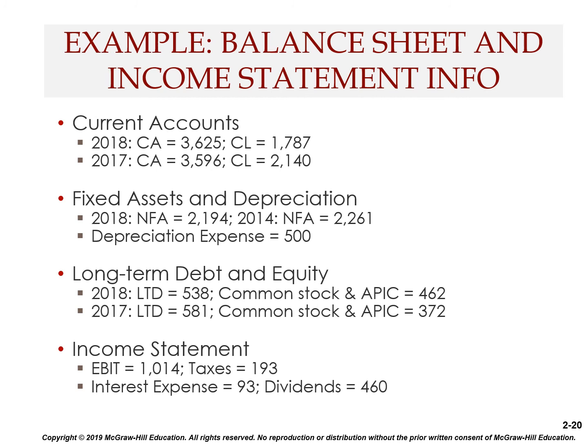Now let's look at capital spending. Our net capital spending is determined by taking our ending net fixed assets, 2194 (that one year is listed wrong), and subtract the 2017 number, not 2014, of 2261. So we'll subtract that. Now add back depreciation.